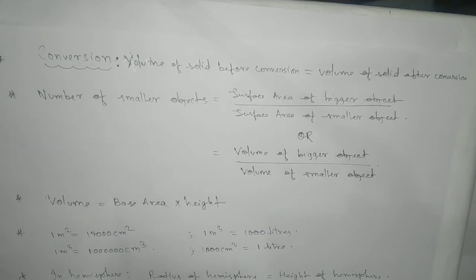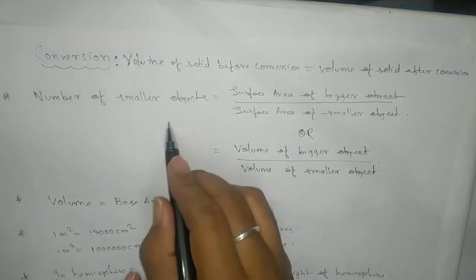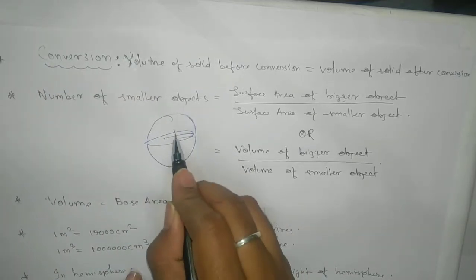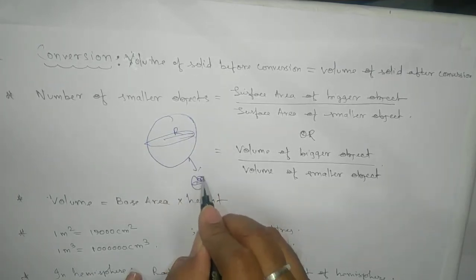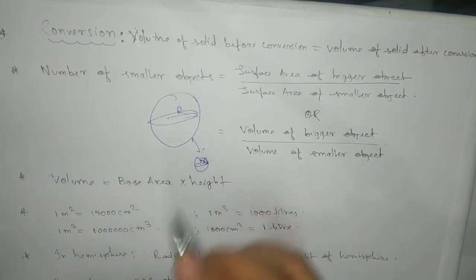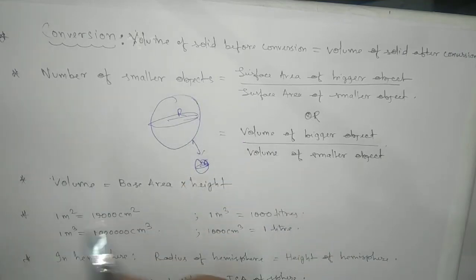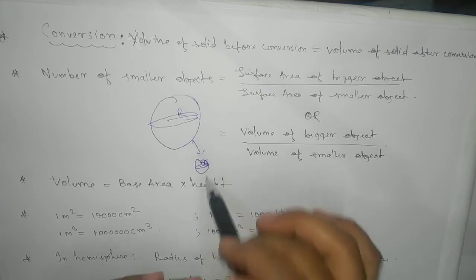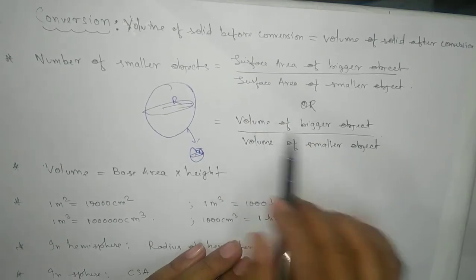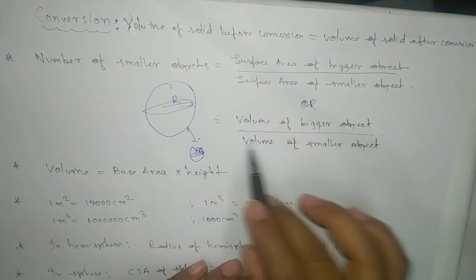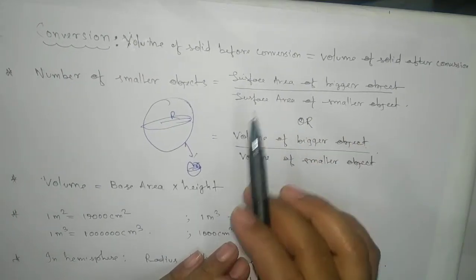And whenever you need to find the number of smaller objects, like if I give you a bigger laddu, a sphere with radius R, and I ask you to break it and convert it into small laddus with small radius r, then how many laddus can we make from the bigger laddu? For that type of problem, the number of smaller laddus is the volume of the bigger object divided by the volume of the smaller object.